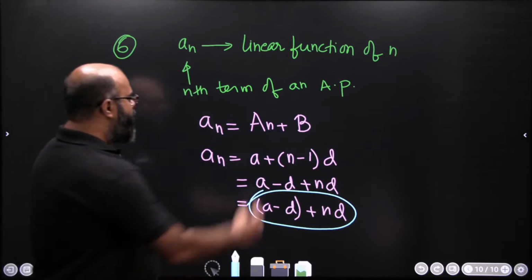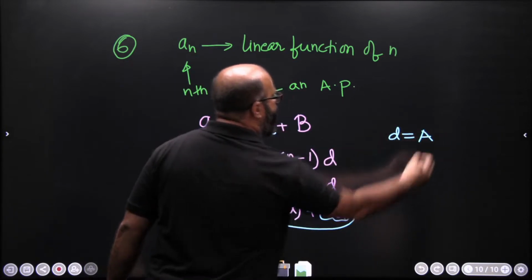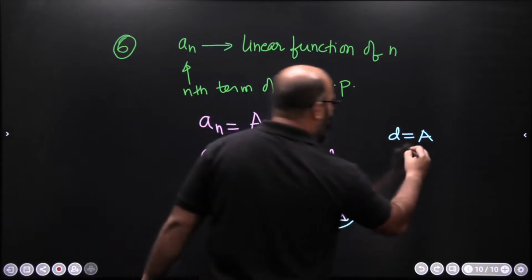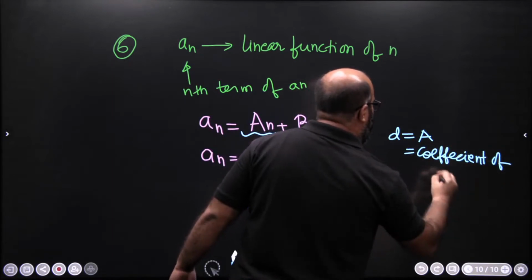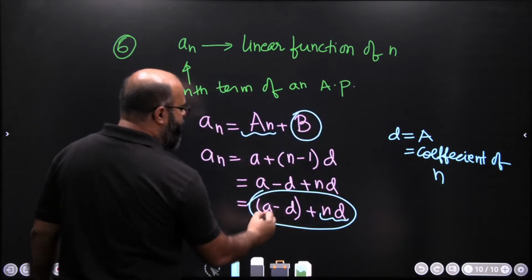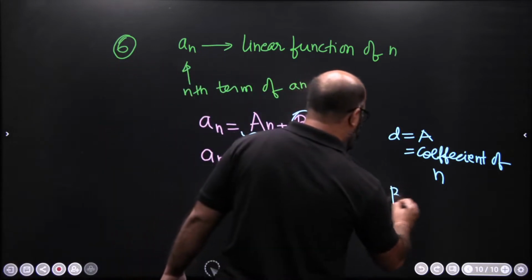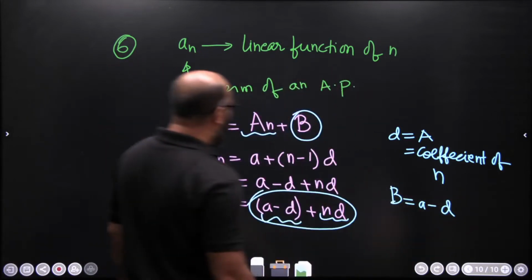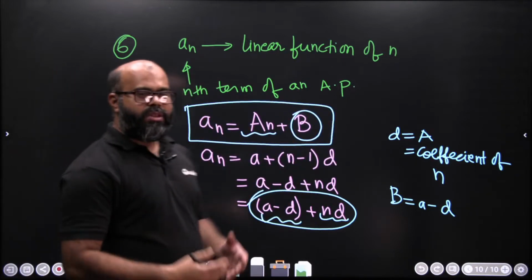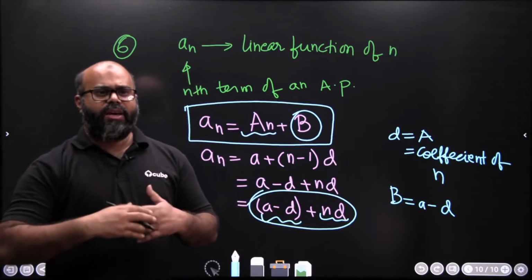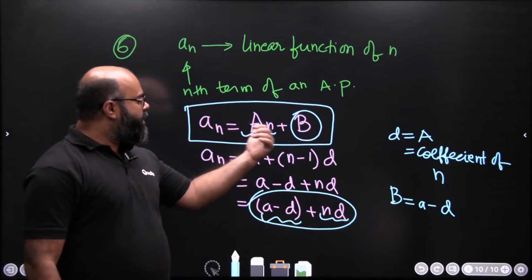As you see here, A into N, so N into D. So the common difference is equal to A, that is the coefficient of N. That is the coefficient of N is the common difference in the linear expression. And what is B? So B is A minus D. That is the difference of the first term and the common difference. So B is A minus D. So you can always say that nth term of an AP is a linear expression of the term with respect to n. So we can say that this is an is an plus b.